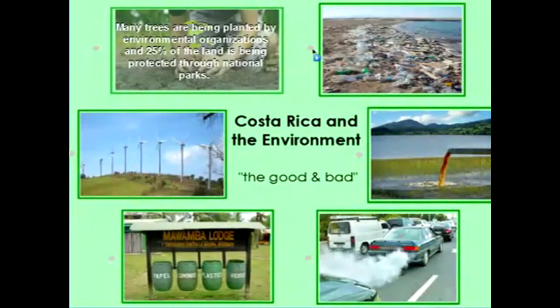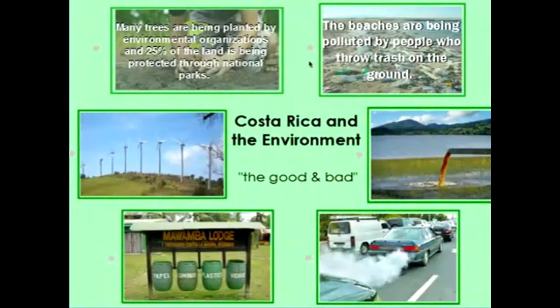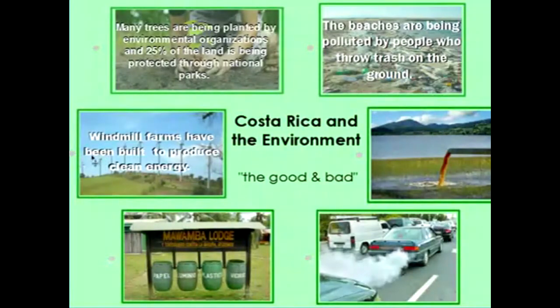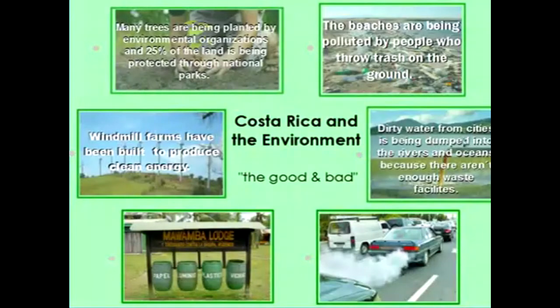Let's look at something negative though. The beaches are being polluted by people who throw trash on the ground. Not so good, right? Here's a good one. Windmill farms have been built to produce clean energy. It's a great one, right? Here's a negative one. Dirty water from cities is being dumped into the rivers and oceans because there aren't enough waste facilities. So dumped is when you throw something where it doesn't belong, where you shouldn't put it. So you can dump trash or you can dump dirty water into somewhere that it does not belong.